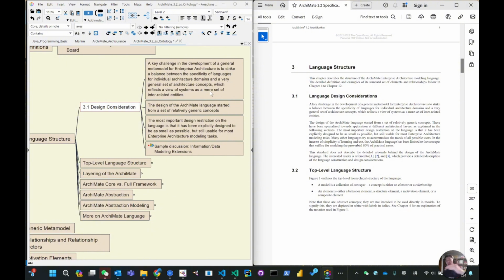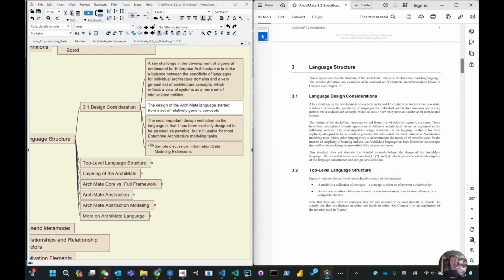Until 3.2 from the earlier version, we can see we keep adding more and more concepts and notation, but now is the time to think about how to really make things a little bit simpler. And the second consideration is that the design of the ArchiMate language starts from a set of relatively generic concepts.